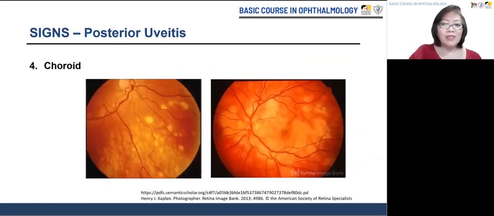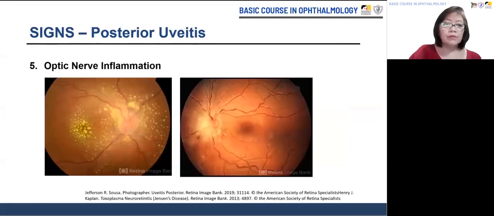Infiltrates may also be seen in the choroid. How do you know they're in the choroid? They are located underneath the blood vessels. And as earlier mentioned, the inflammatory process can also involve your optic nerve. Note the indistinct disc borders in both photos and the presence of hemorrhages in the right photo.